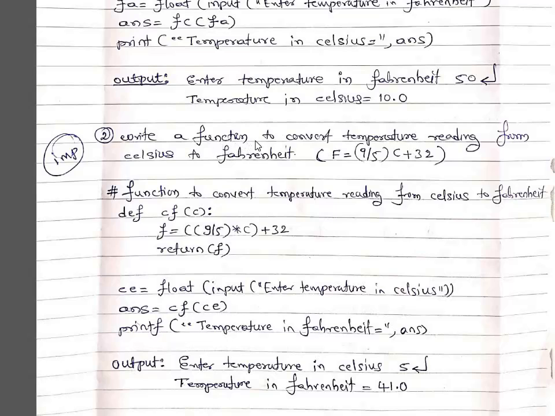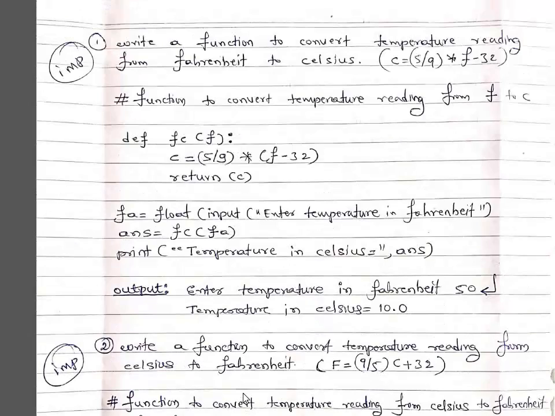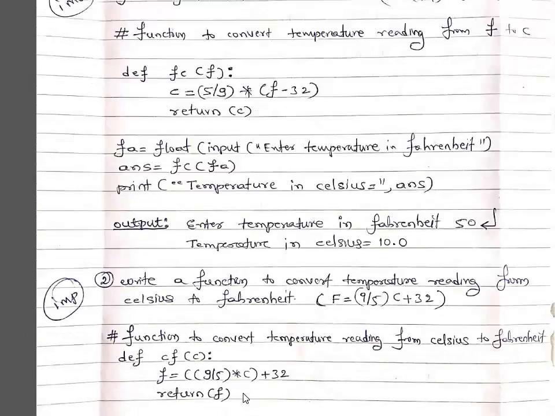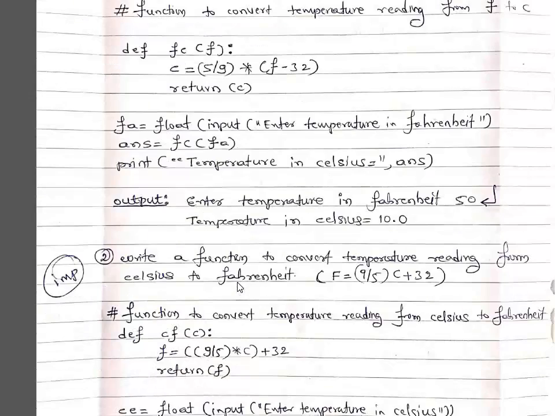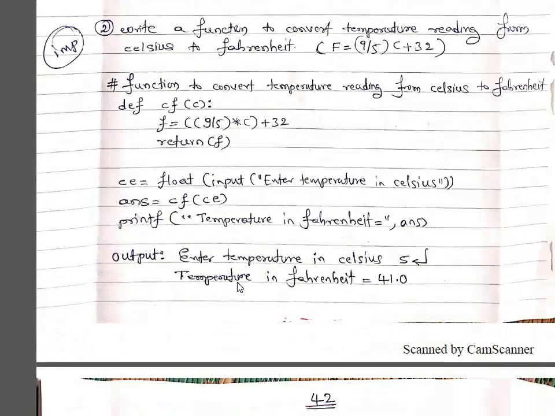This is write a function to convert temperature reading from Celsius to Fahrenheit. This is the formula. We read Celsius. We are passing Celsius. We convert into Fahrenheit. Then we are printing. Just I read the Celsius, I am passing, I am going to get the result back. That when I print. These two are important. If you refer to old question papers, there we find questions on such programs. That's why please practice. I hope you understood.